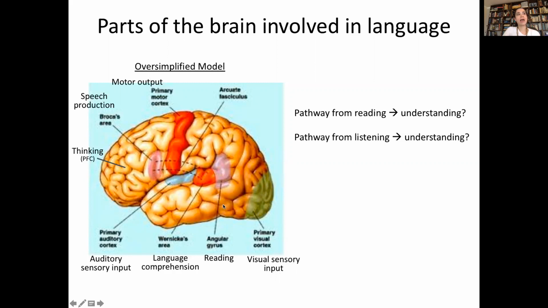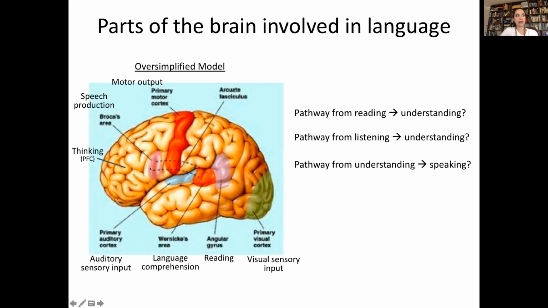And then same thing goes for listening. When we're listening to people, we use our auditory cortex. And then presumably information gets sent to Wernicke's area as well as other language areas that then help us understand what we are listening to. And then you might be asking, well, after we understand what it is that we are listening to or reading, how do we convert it to speech?